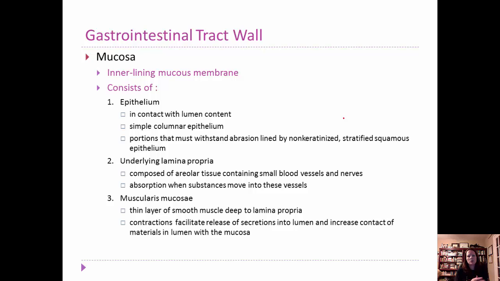So don't get this one confused with the muscularis layer that we're going to talk about in a second. What this does is it is going to kind of contract a little bit to help get those secretions out of the different cells, the different glands, or unicellular glands and things like that that are going to be found there. But whenever they contract, they're also going to increase the contact of the materials in the lumen with the mucosa. So that means better absorption.